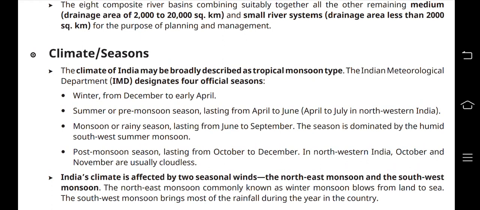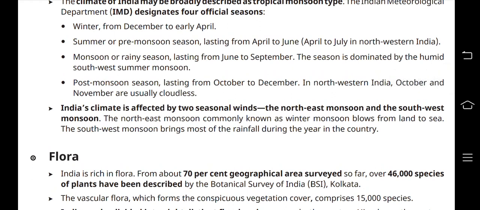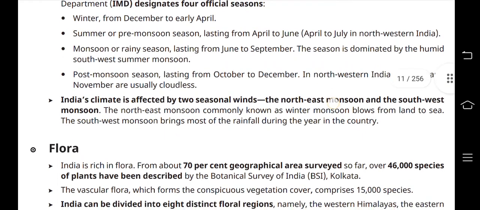The monsoon season is dominated by the humid southwest summer monsoon. Post-monsoon season lasts from October to December. In northwestern India, October and November are usually cloudless. India's climate is affected by 2 seasonal winds, the northeast monsoon and the southwest monsoon. The northeast monsoon, commonly known as the winter monsoon, blows from land to sea. The southwest monsoon brings most of the rainfall during the year in the country.